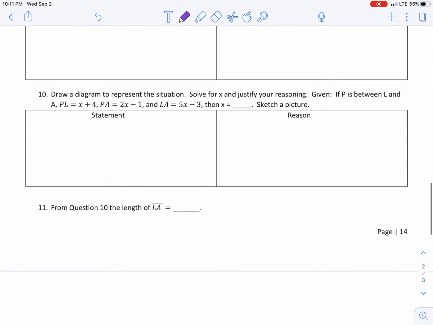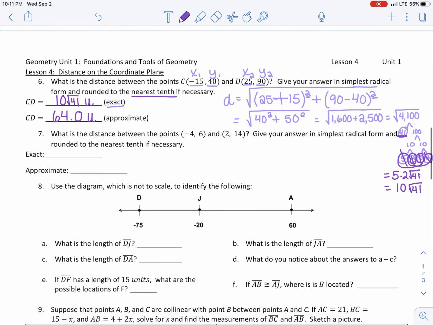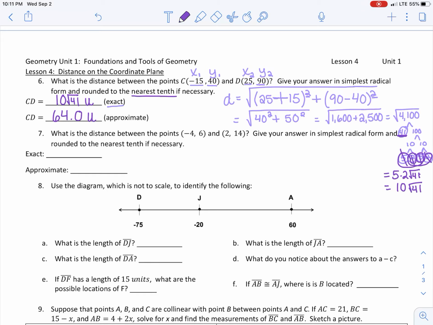Okay, that's as far as we're going to go with day one of notes. We will finish up the notes tomorrow on page 14, but we are going to stop there at example 6.